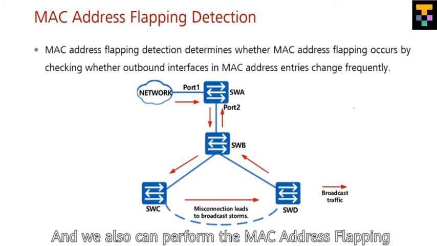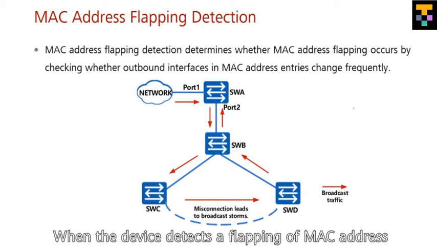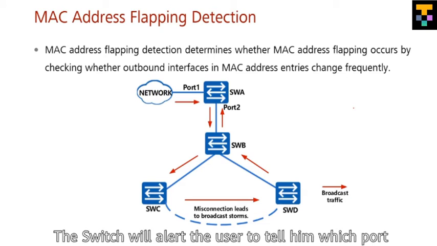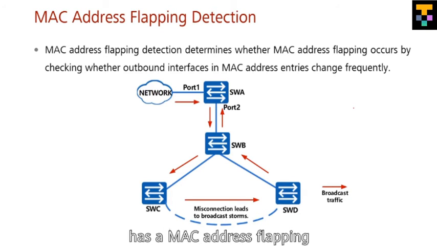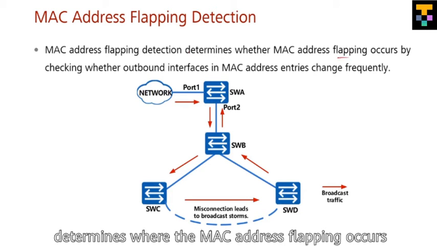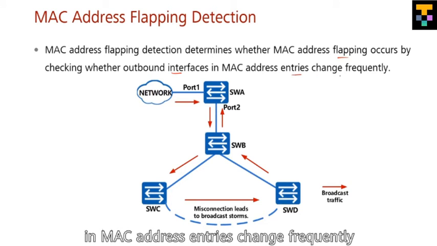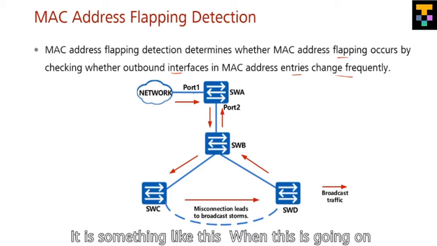We also can perform MAC address flapping detection to raise an alarm when the device detects a flapping of MAC address. The switch will alert the user as to which port has a MAC address flapping. MAC address flapping detection determines whether a MAC flap occurs by checking whether the outbound interface of the entry has changed frequently. So something like this.